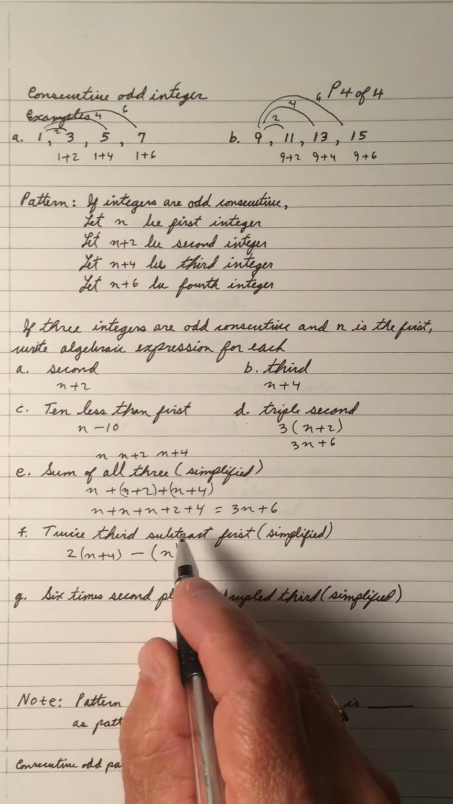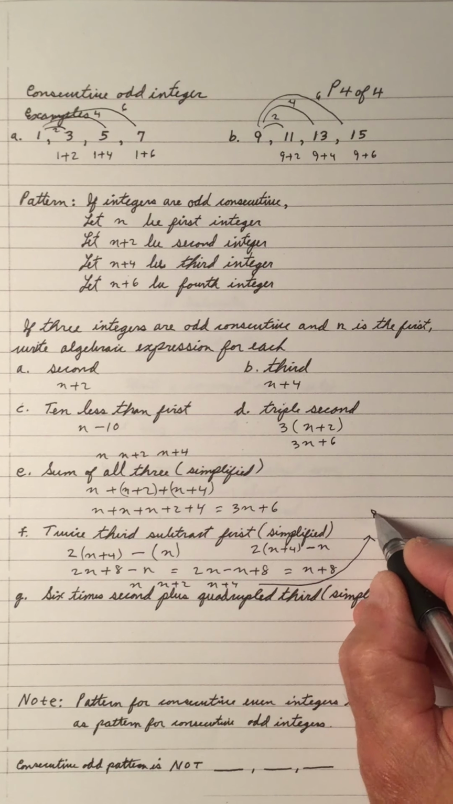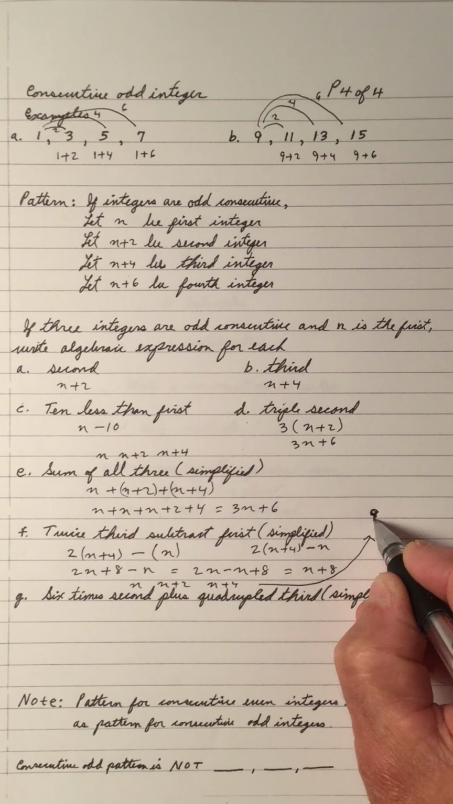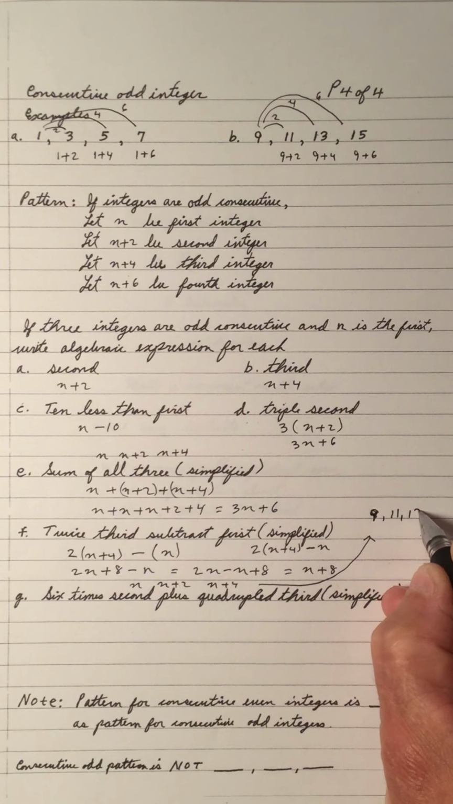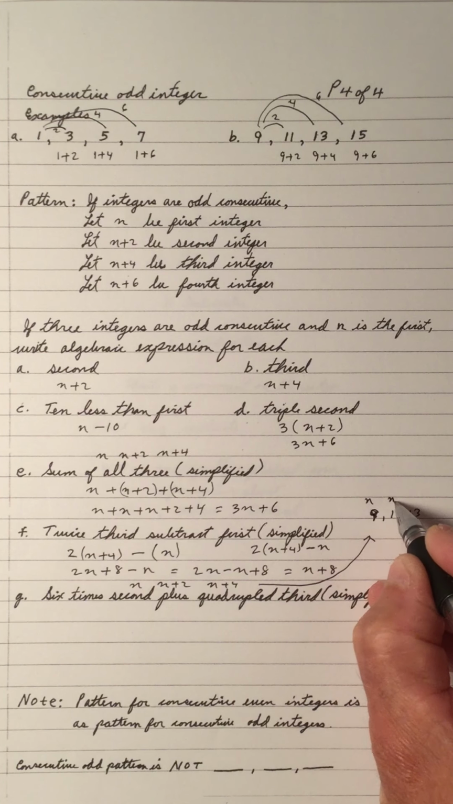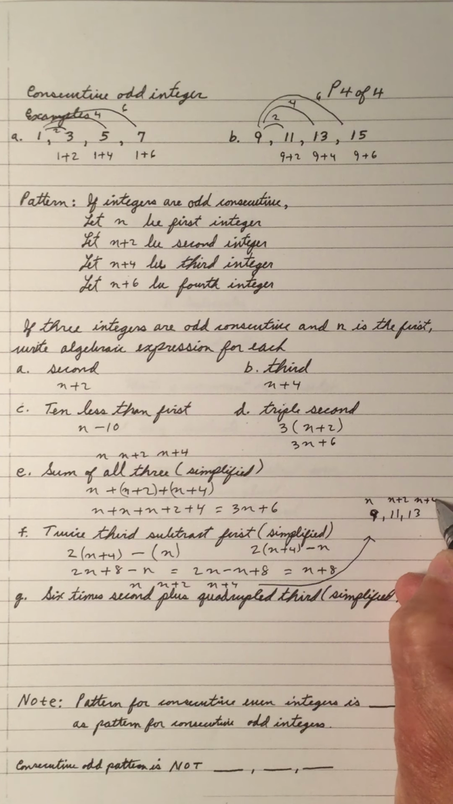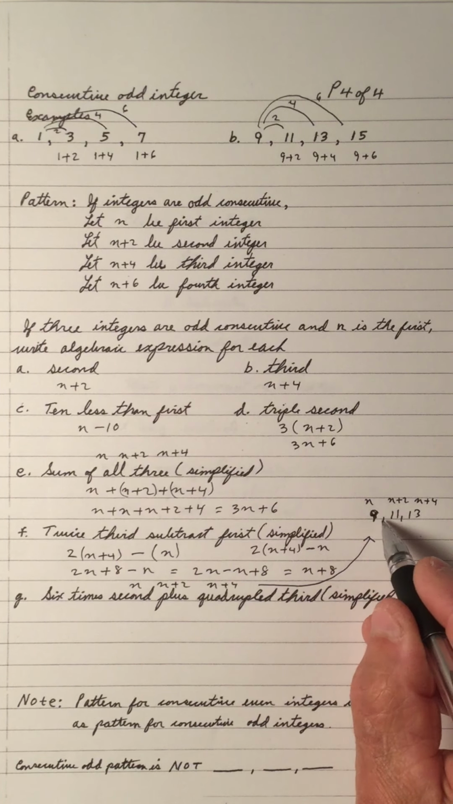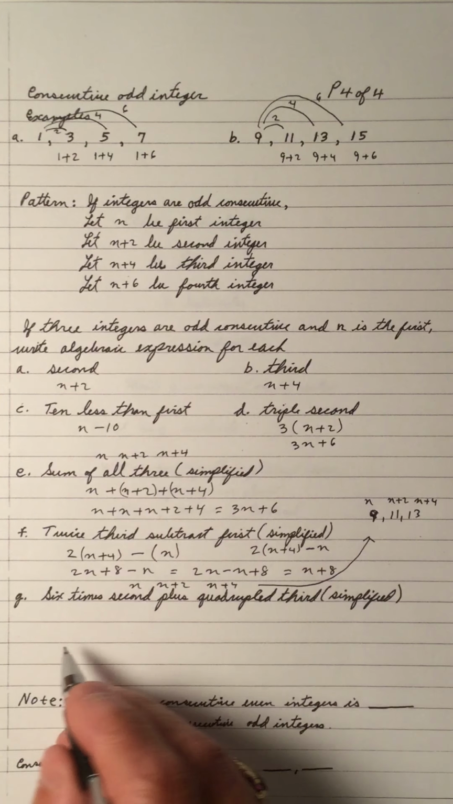G. 6 times the second plus quadruple the third. 6 times the second. Let's write them down again. N, n plus 2, n plus 4. Remember, if you forget, take a 9. 9 is odd. 9, 11, and 13. So think about that as n. That's n plus 2. That's n plus 4. That's what I do. I start with an odd number and I go to the next one, go to the next one, and say, what's the pattern? So you see I'm adding on 2, and then I'm adding on 4.